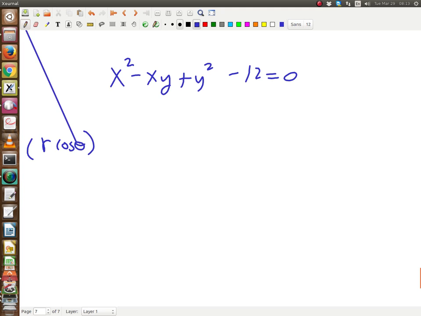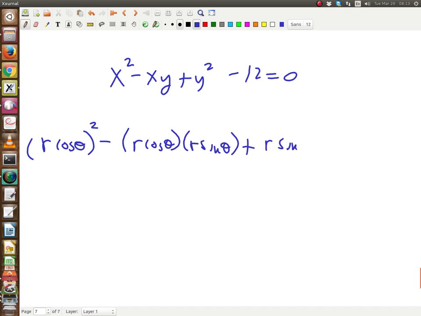That's a theta squared minus R cosine theta times R sine theta, plus R sine theta all squared. And just for fun, I'm going to get the 12 out of the way.